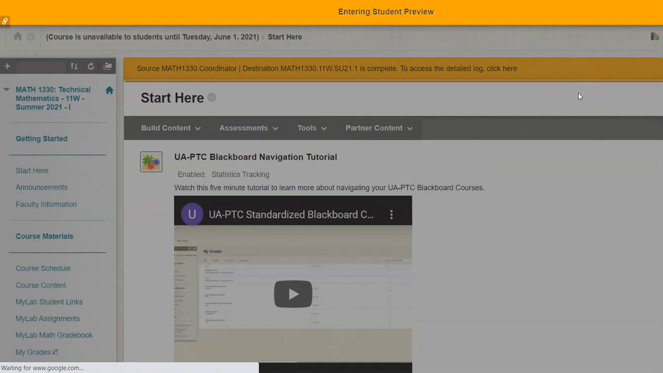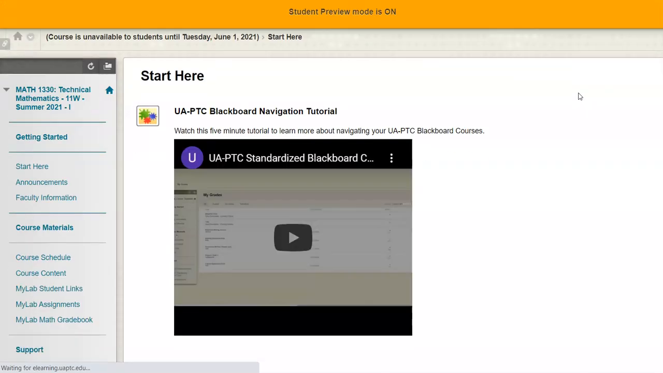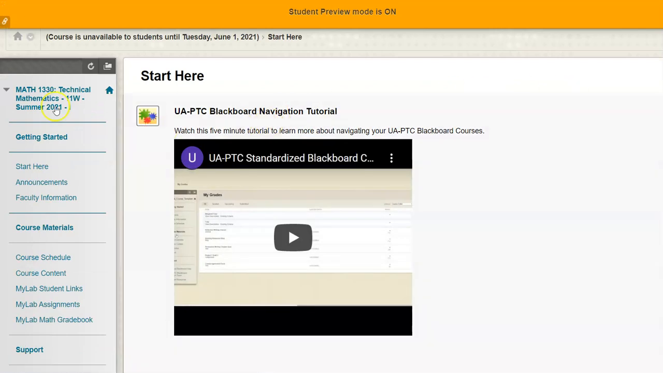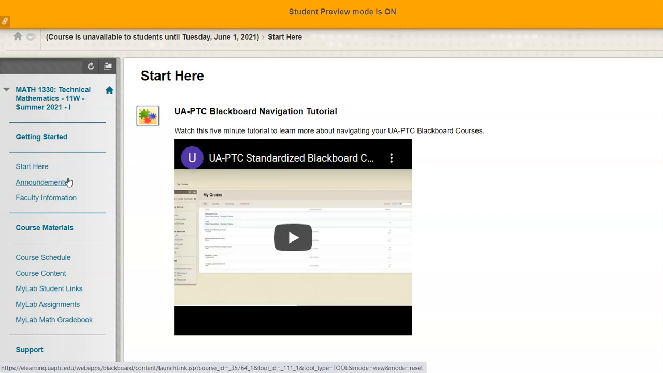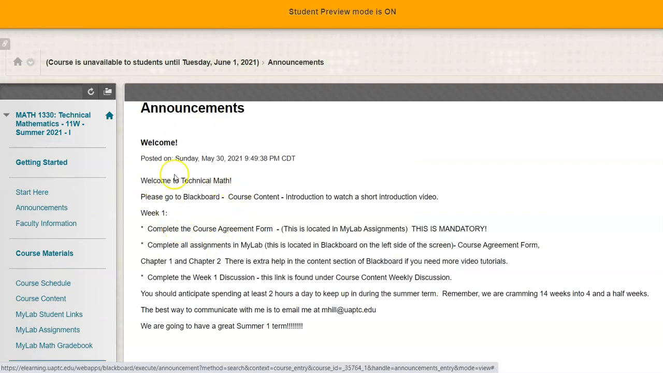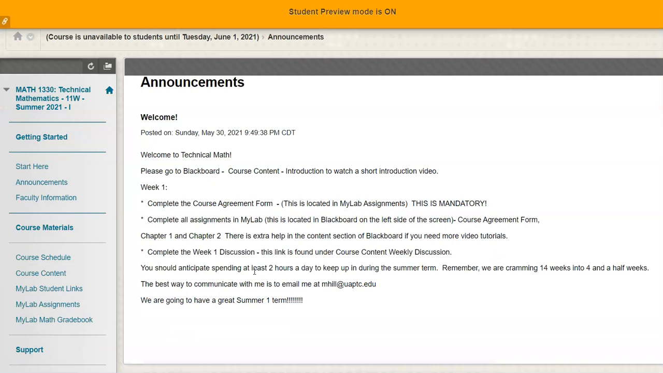There are a couple of important things that you need to know. This little taskbar over here has quite a bit of things that are important to you. One thing that is very important are the announcements. If you click on announcements, it gives you what you need to do this week, a welcome announcement. Tomorrow there will also be a week one announcement that will give really specifics as to what you need to accomplish this week. But that's going to be under the announcements.